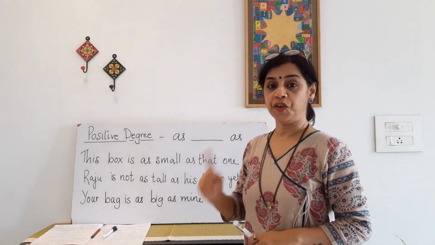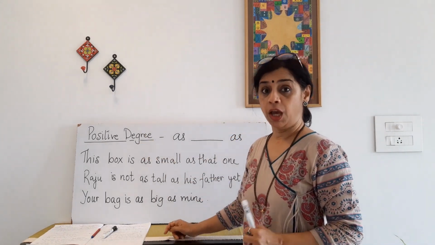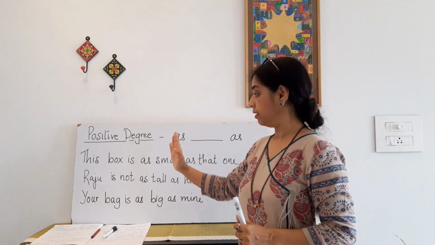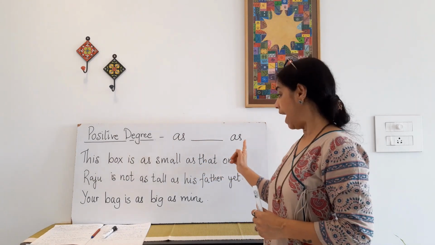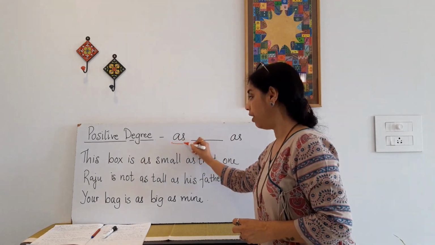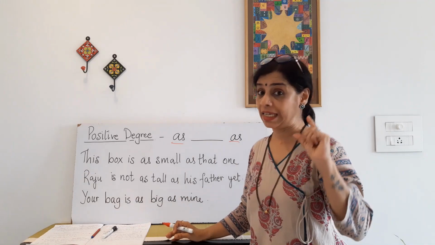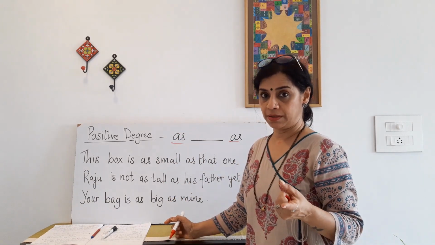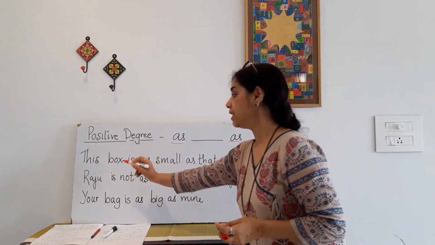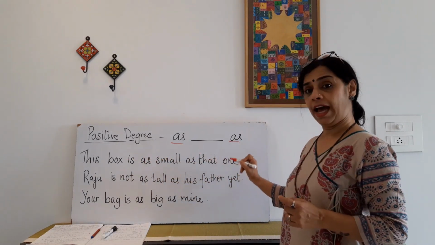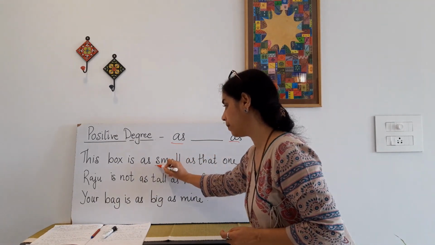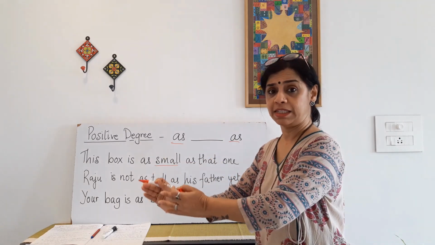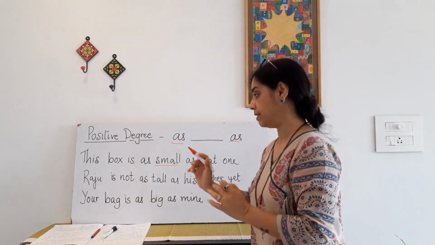Now when you take the first level or the positive degree and use it in comparison, there are 2 key words, as, dash, as. These words are very important when you use the positive degree for comparison. Okay, let's see. This box is as small as that one. So this shows similarity, that this box is the same as that one, as small as.